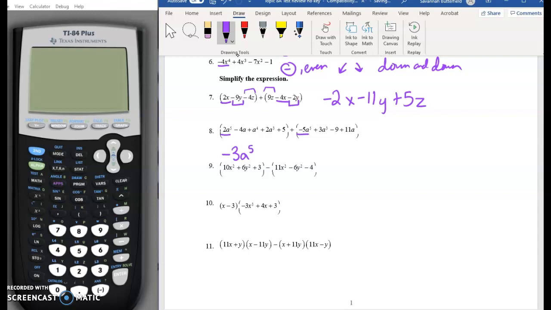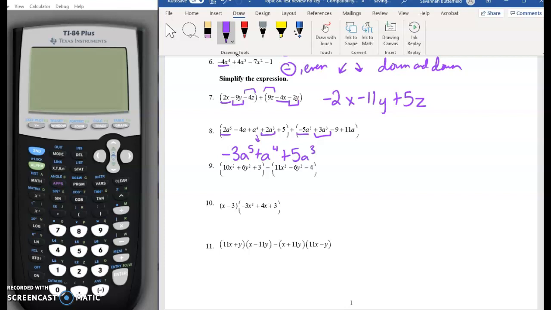After a to the 5th, next should come a to the 4th. The only a to the 4th I see is this singular a to the 4th, so we're just going to bring him down. So plus a to the 4th. Next will come a to the 3rd. I have a positive 2a to the 3rd here and a positive 3a to the 3rd here. So 2 plus 3 is 5a cubed.